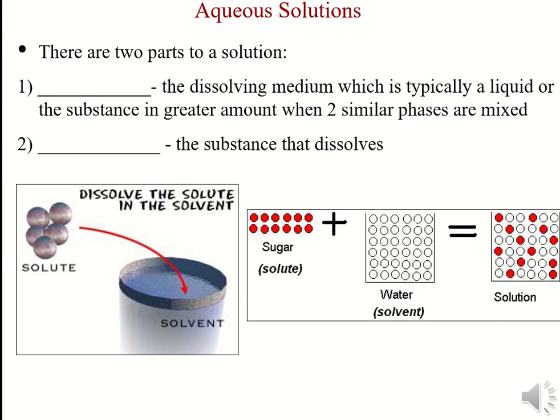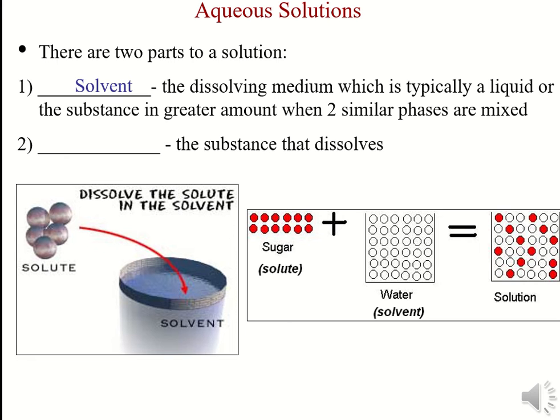So we need to take a look at a review for some terminology for aqueous solutions. Again, aqueous just means things dissolved in water. There are two parts to a solution. The first part is a solvent. This is the thing that everything's dissolved in. It's the medium, the liquid typically, that is in larger amount, if you will. It is what we dissolve it in.